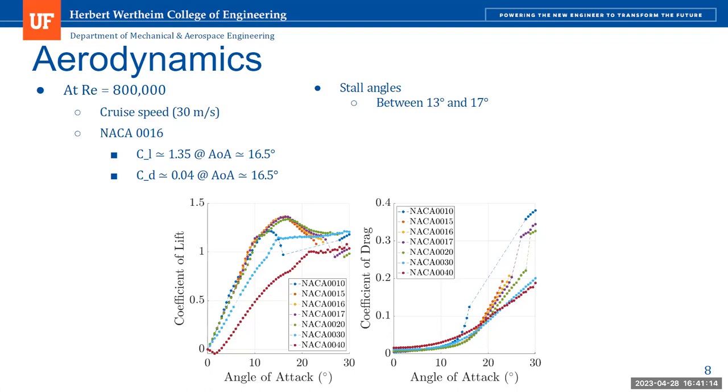But as far as the NACA 0016, why was that chosen as opposed to a cambered airfoil? I was listening, but I couldn't get a definitive reason for that.